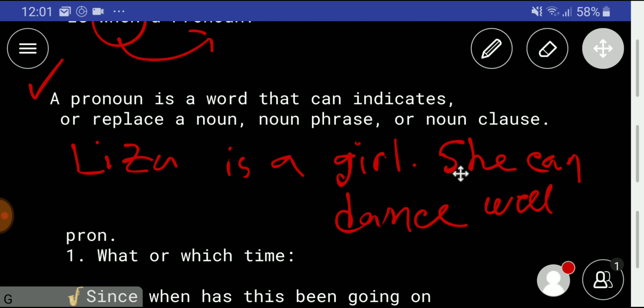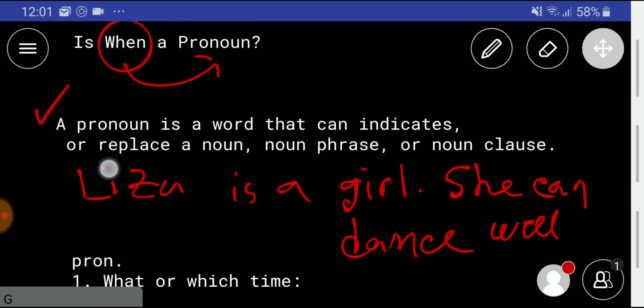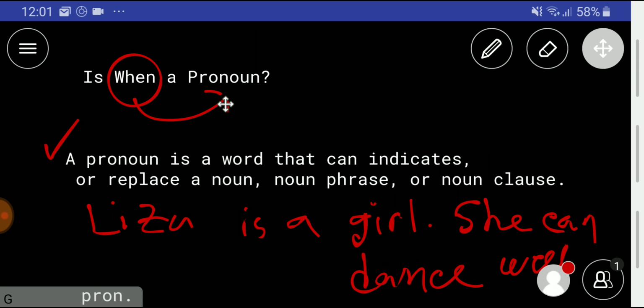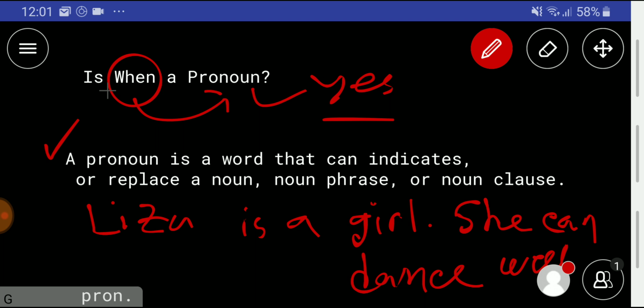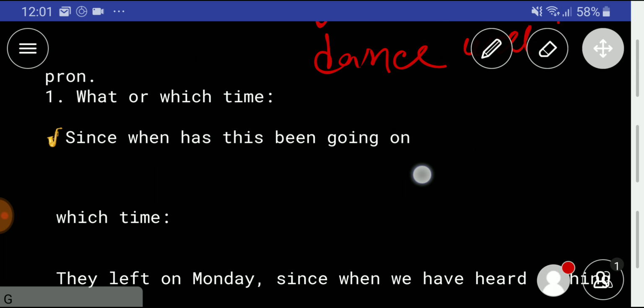So what is the definition of pronoun? A pronoun is a word that can indicate or replace a noun or noun phrase or noun clause, right? Okay. Is "when" a pronoun? The answer is yes. Is "when" a pronoun? Let me prove this thing, right?